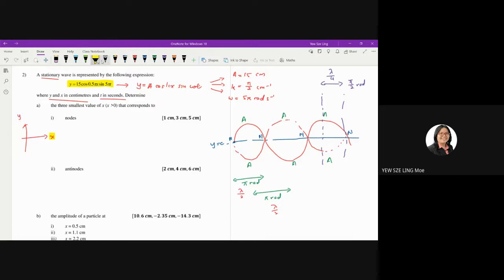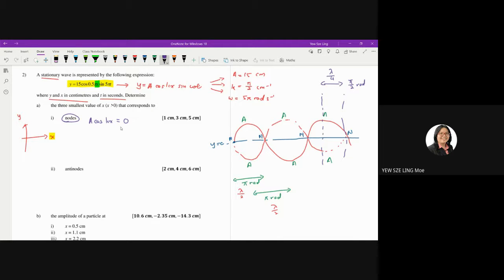We want x, which means we want this value. The x is located at the first part of the equation. So in that case, the only known values that we have right now are at nodes or antinodes. Now let's look at nodes first. At nodes, y equals 0. Our A, the amplitude, cos kx, our amplitude of the particle is equal to 0. That is what happens at nodes.